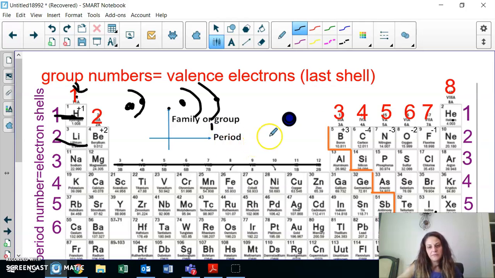As such. Let's go with an element on the right side. Let's say, for example, oxygen. Oxygen is on the second period, which means it has 2 shells. And on the last shell, it has 6 valence electrons. Okay?